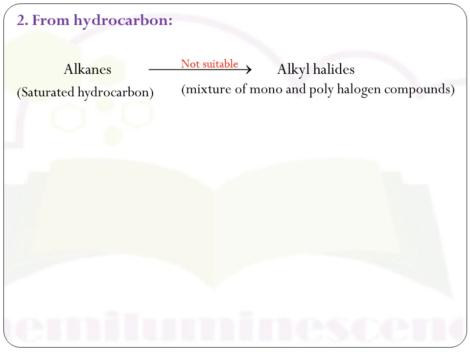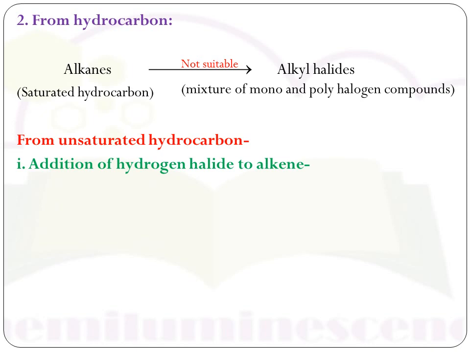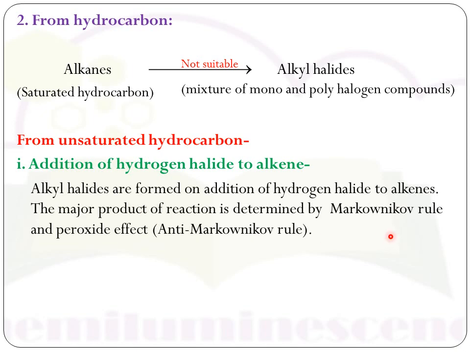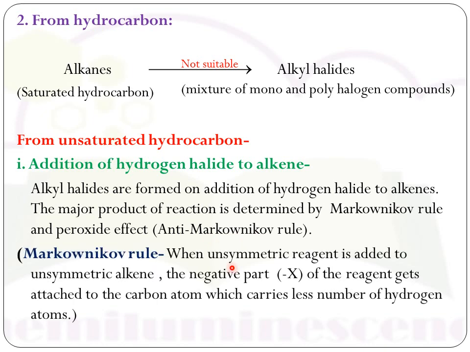Hence, we'll see from unsaturated hydrocarbon, in that, addition of hydrogen halide to alkene. This reaction gives two products in which one is a major product and another is a minor product. This major product can be determined by Markovnikov's rule or peroxide effect, which is also known as anti-Markovnikov's rule or Kharasch effect. Markovnikov's rule says that when an unsymmetric reagent is added to an unsymmetric alkene, the negative part of the reagent gets attached to that carbon which carries less number of hydrogen atoms.